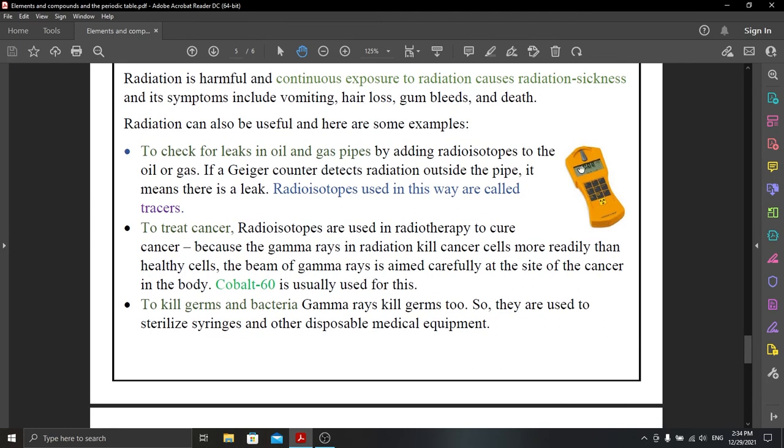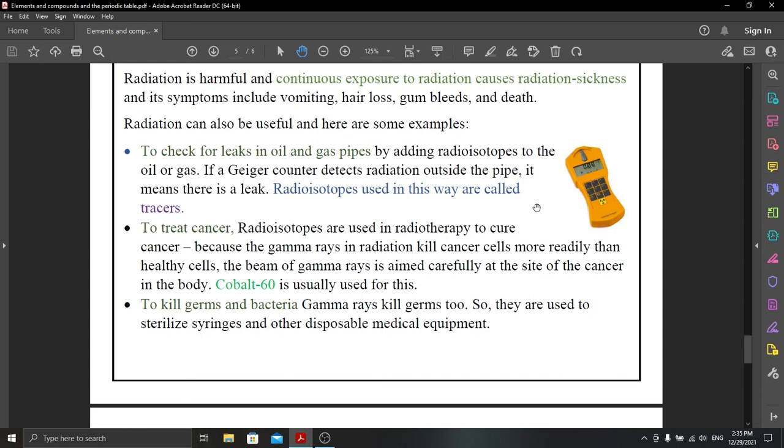We use radiation or radioisotopes to check for leaks in oil and gas pipes. We add radioisotopes to oil or gas, and we use a Geiger counter, which is this one here, and direct it at the pipe, and if it detects a leak, it makes a sound, all right? And it has a reading as well. So it tells us the amount of radiation that it's detecting. If it detects radiation outside the pipe, it means that there is a leak, and if it doesn't, then there is no leak, right? So radioisotopes used in this way are called tracers. So we need to be aware that tracers are used to check for leaks in oil and gas pipes.